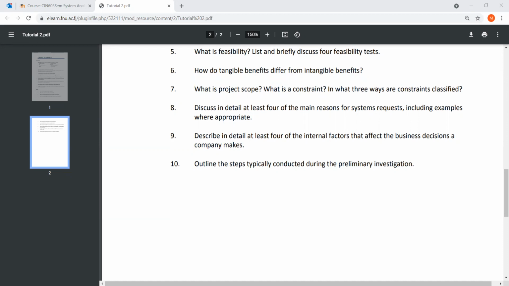Next up is better performance. Better performance: the current system might not meet performance requirements.